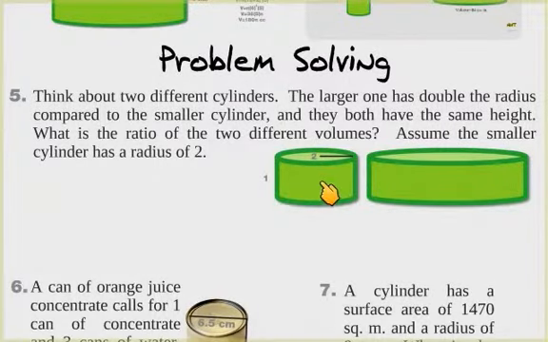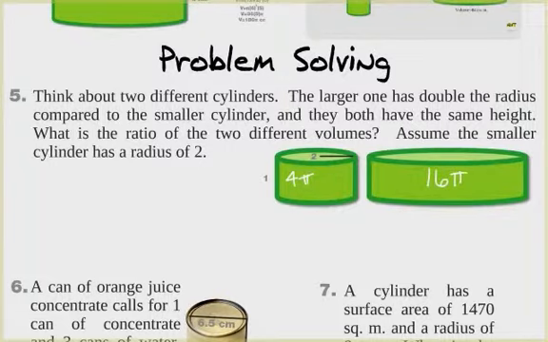Well, the one on the left is pi r squared. So 2 squared, which is 4, times 1. So this volume is 4 pi. Why don't you find the volume of this guy? Again, our radius is 4, so it's pi r squared, so 4 squared, which is 16 times 1. So here, the volume is 16 pi.